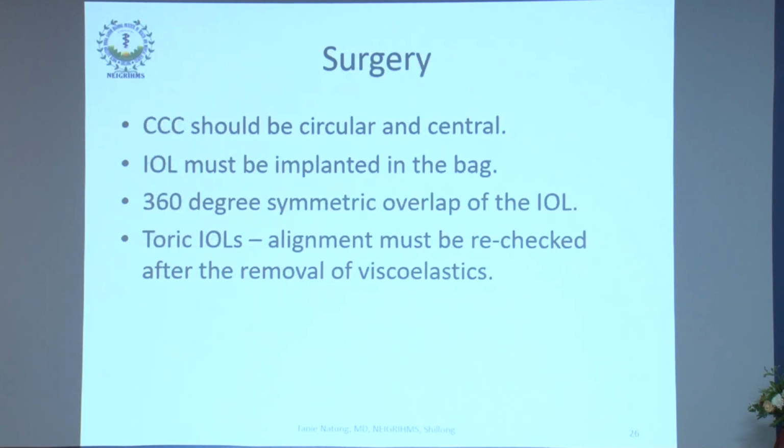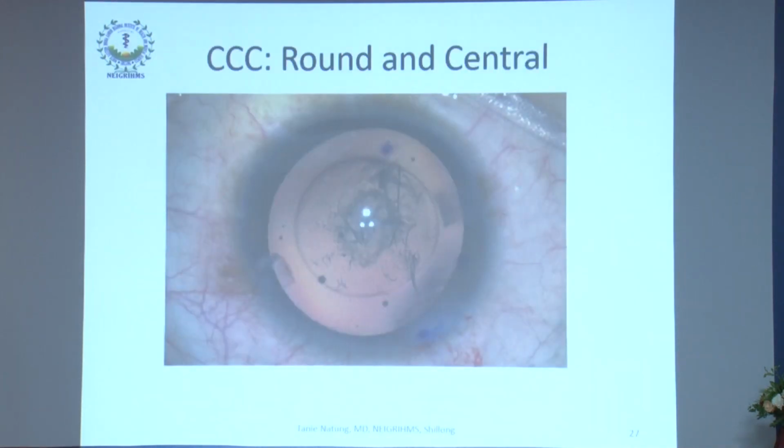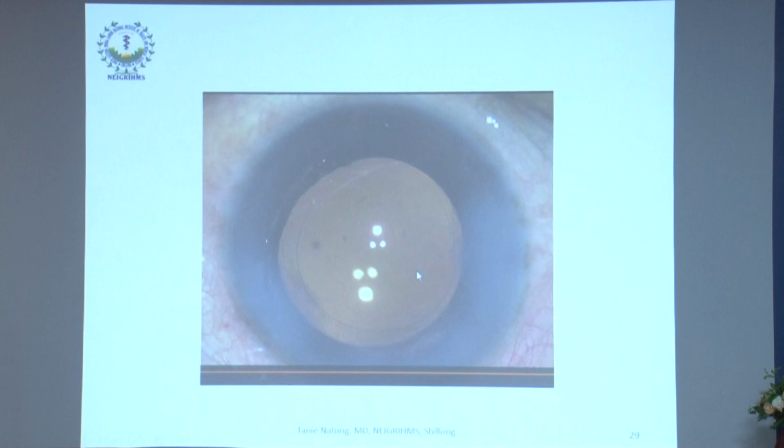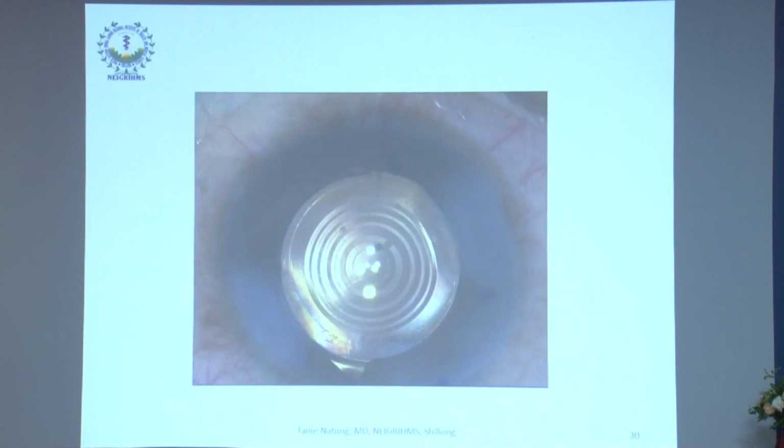So coming to the surgery per se, we should have a very round and central rhexis, and there should be good overlapping of IOL over the rhexis. Otherwise, there may be tilt or decentration. So we should make sure that the rhexis is very, very circular and central, like this one, as far as possible. And in cases of toric IOL, we should make sure that the dots are aligned with the pre-marked axis marking.